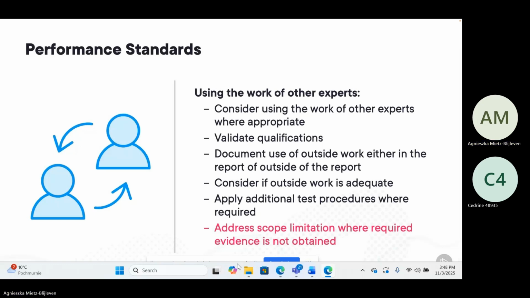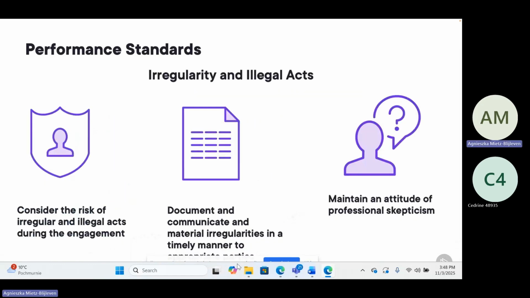One of the things that we should always do when we conduct an audit is be alert to the possibility of irregularity and illegal acts. When I am conducting an audit, I should consider the risk. Could someone be committing fraud? Could someone be circumventing the process? So we always need to be a little bit skeptical. In fact, I like the term it uses here on the very right there. Maintain an attitude of professional skepticism.